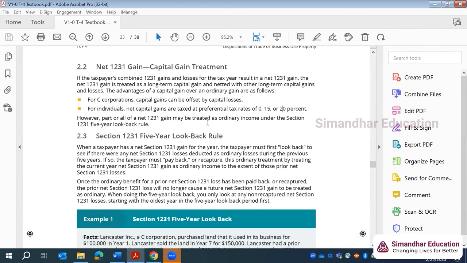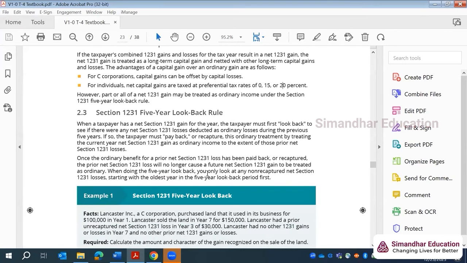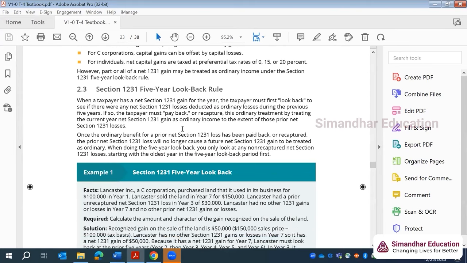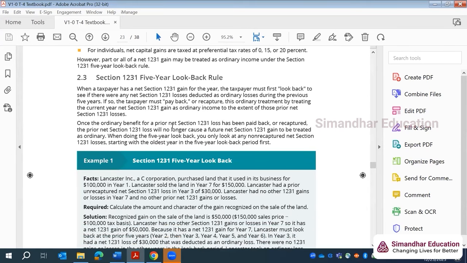Now, this provision is very tax friendly for individuals and for corporations. But to ensure that there is no abuse of the provision, certain other rules were put across this provision. So we have the section 1231 5-year look back rule. I'll just explain in a moment.